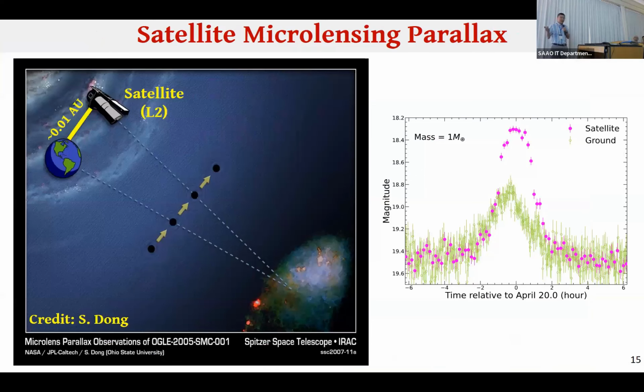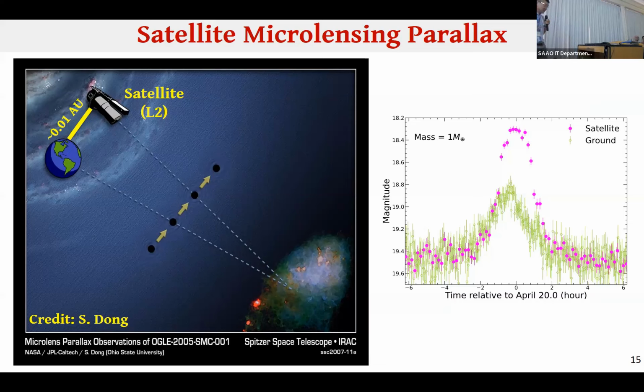Now, in the future, parallax cannot be measured for many microlensing events. In order to do this, for free-floating planets, we need to go to space. And this shows an artist's view of how this can be done on an L2 satellite mission. So this shows the simulation. So even for 1 Earth mass planet, the light curve you see from the satellite and from the ground will be significantly different.